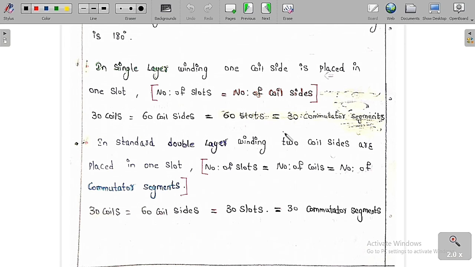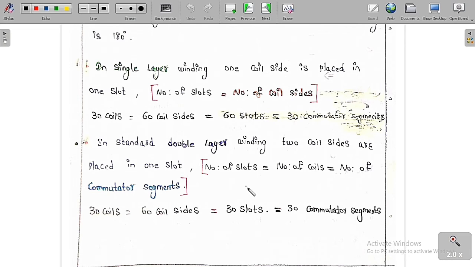I have already told you the number of commutator segments on the commutator is always equal to the number of coils present on the armature. As there are 30 coils, we are going to get 30 commutator segments. Similarly, see now in case of standard double layer winding, 2 coil sets are placed in one slot. In double layer winding, we are going to keep 2 coil sets in one slot.